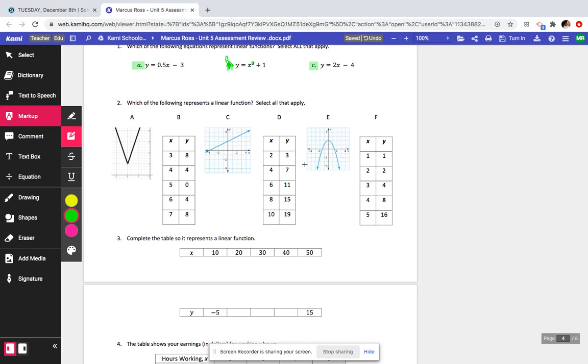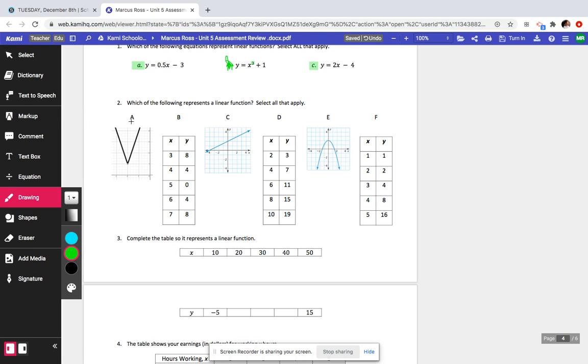Let's go down to 2. Which of the following represents a linear function? Select that, apply. Well, linear functions in graphs, they're going to have straight lines. So A is not a linear function because there's 2 lines. It's not completely straight. So A is not a linear function. All right, let's cross that out. No, this is not it.